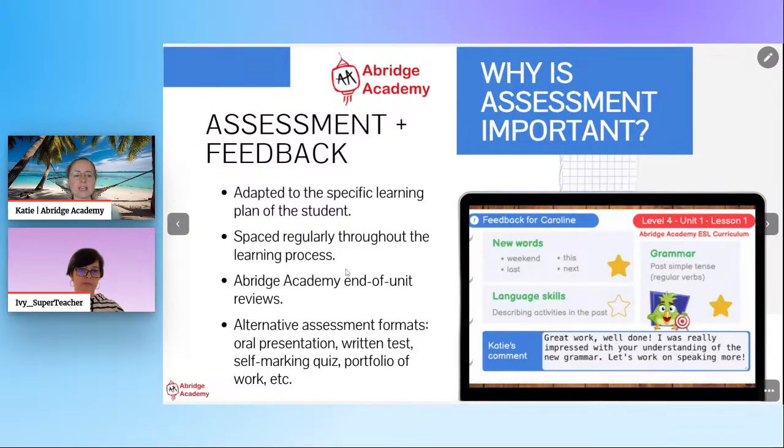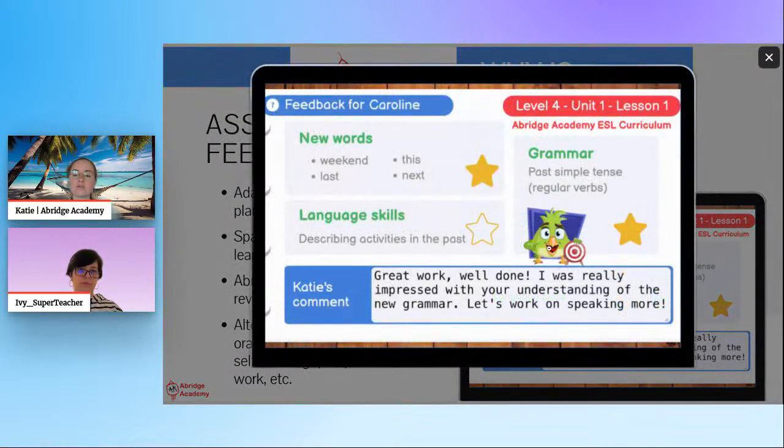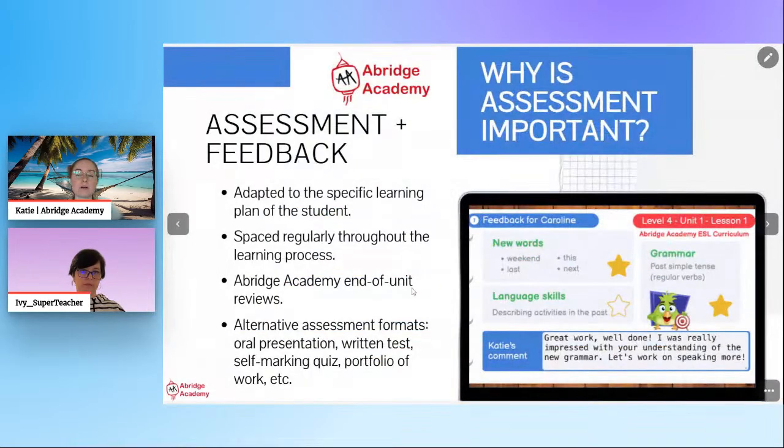So there are regularly spaced assessments throughout your learning plan. If you're using Able Academy lessons, there are built-in feedback forms like this at the end of each lesson, which allows you to give quick feedback on each individual lesson. And then each unit has end of unit reviews, things like that. But you can also use other alternative assessment formats too. Do not feel restricted to just a formal quiz, right? You can get the students to give an oral presentation, do a written test, or take a quiz. You can make more fun quizzes using tools like Wordwall, for example, which we mentioned earlier.